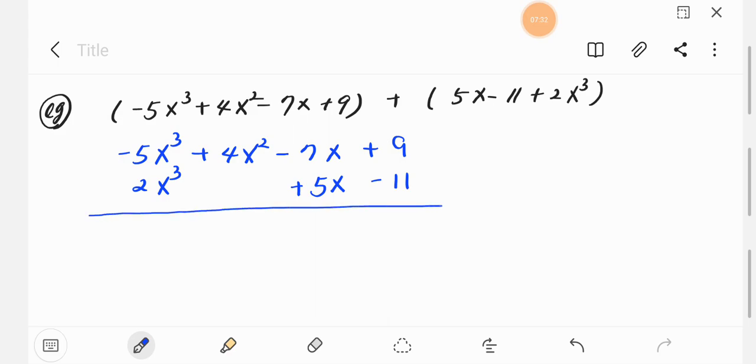Then we add these two. When you add these two lines, they're already aligned along the same like term columns, so just add up each column. Negative 5 plus 2 is negative 3x cubed. The second term is 4x squared. The third term is the variable x: minus 7 plus 5 is negative 2x. Then 9 minus 11 is minus 2. So this is the result of adding two polynomials using the vertical method.